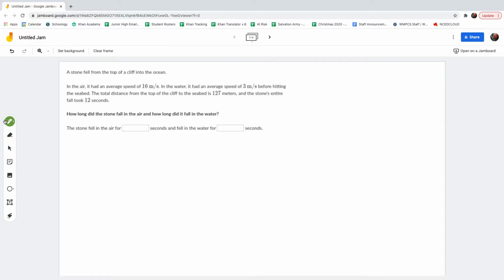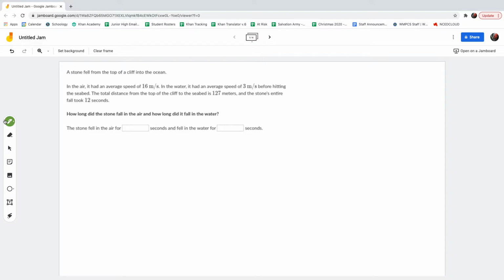How long did the stone fall in the air, and how long did it fall in the water? And then it gives us a little thing: the stone fell in the air for blank seconds, and it fell in the water for blank seconds. So when we're doing word problems, our first thing to figure out is, what do we want to use for our variables, and what do they stand for?